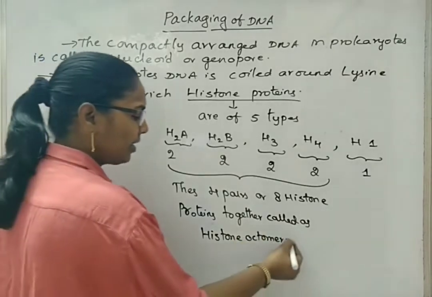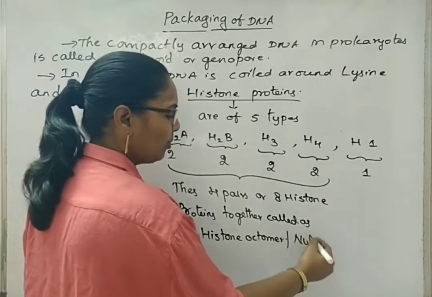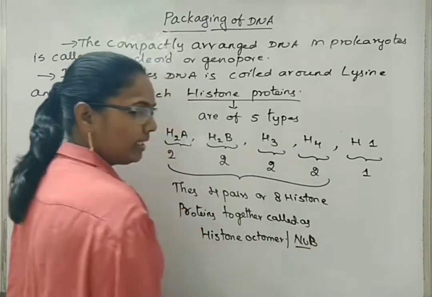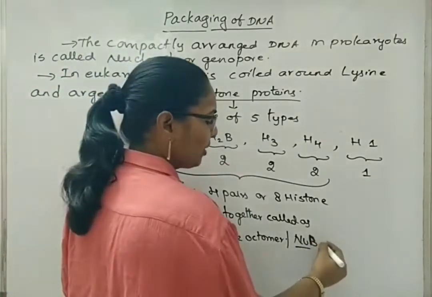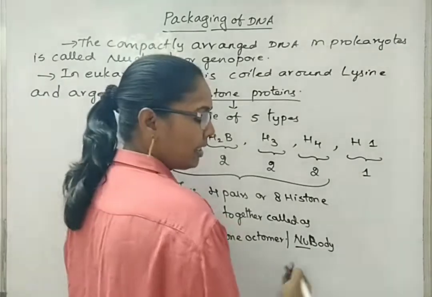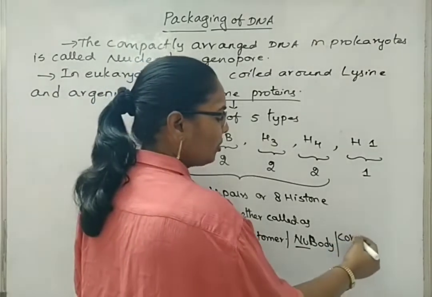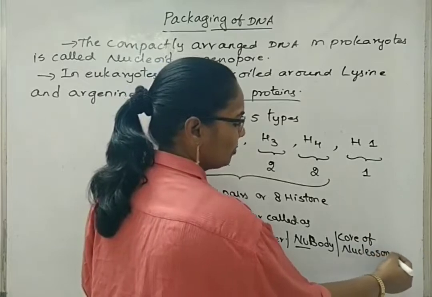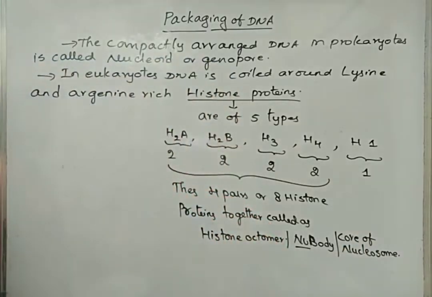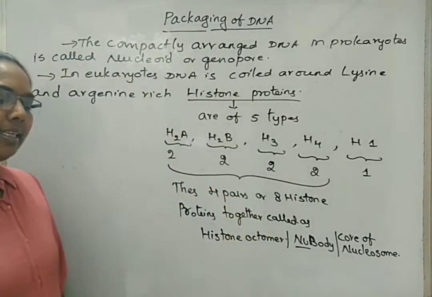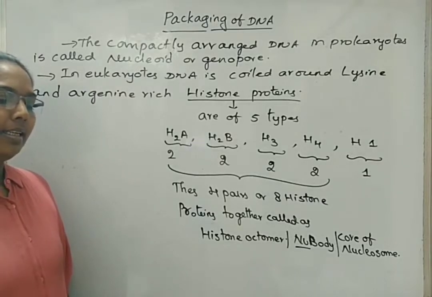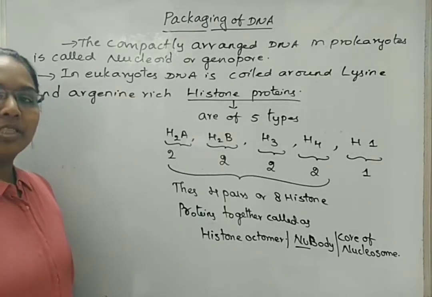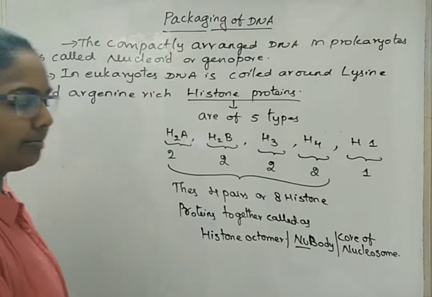There is another name for histone octamer: nu body, NU, not new. It is also called the core of the nucleosome. So, it is confirmed that the negatively charged DNA attracts the positively charged histone proteins.